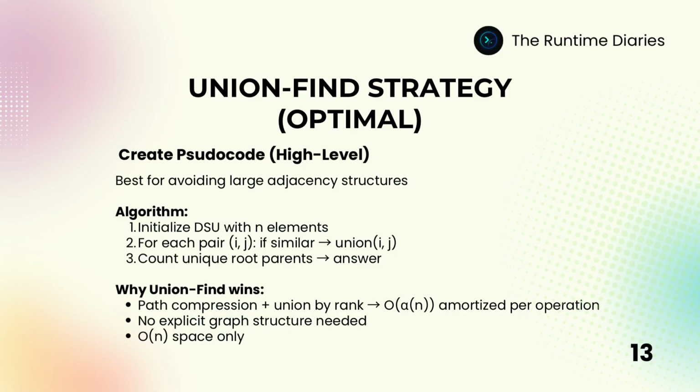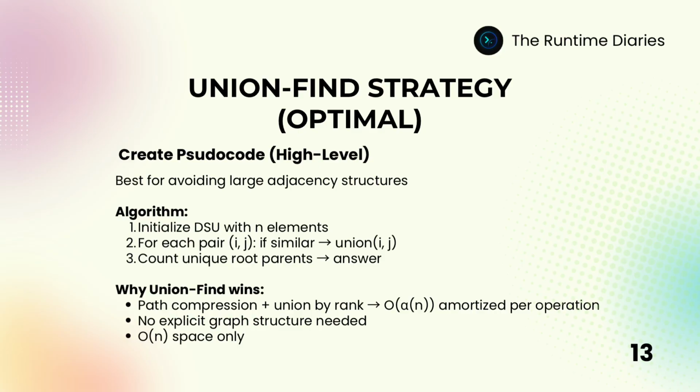Third, after checking all pairs, count how many unique root parents exist. Each unique root represents one connected component, which is one group. Why is union find so powerful here? There are two reasons. The first is path compression. When you perform a find operation, union find flattens the tree structure, making future operations almost constant time.